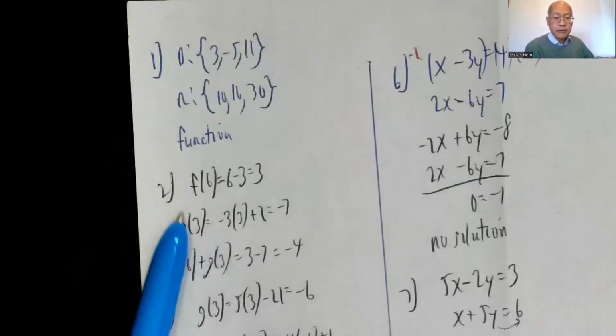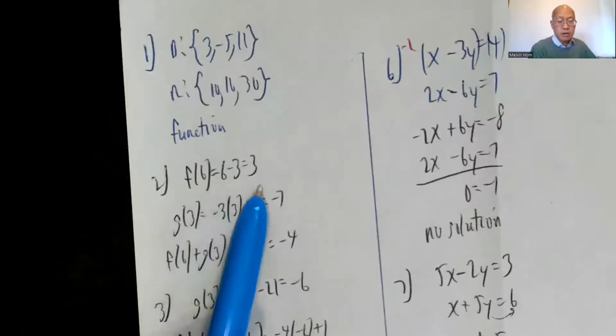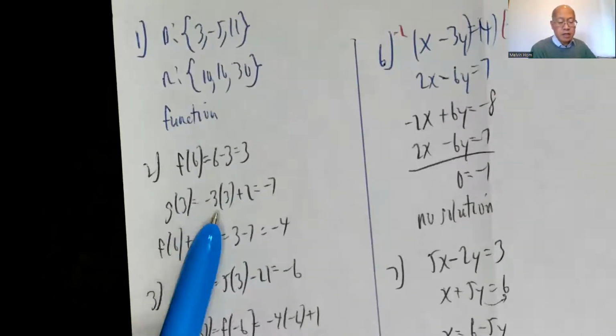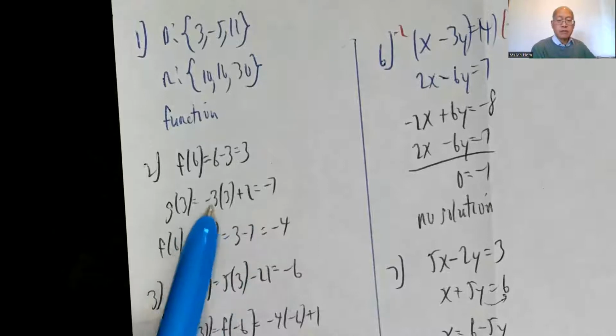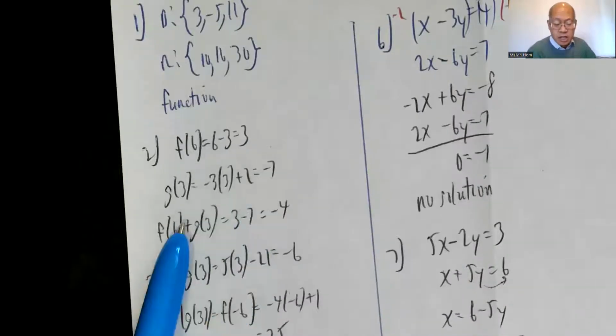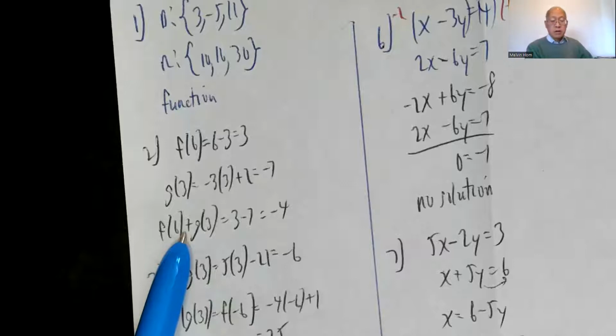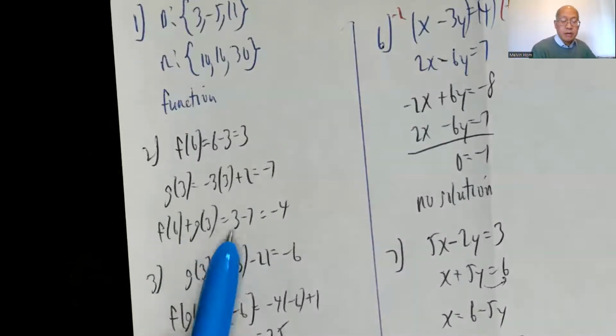Number 2, f of 6. 6 minus 3 is 3. g of 3 is -3 times 3 plus 2. That's -9 plus 2, which is -7. And then we're just asked to add them up. So f of 6 plus g of 3 is 3 minus 7, or -4.